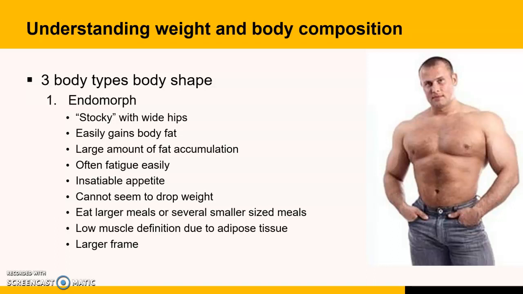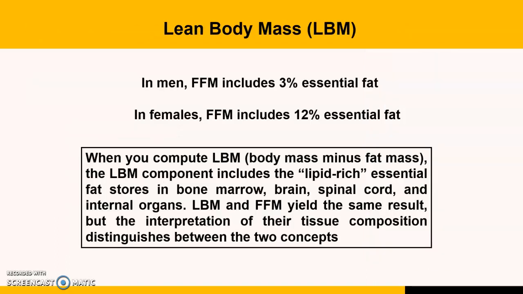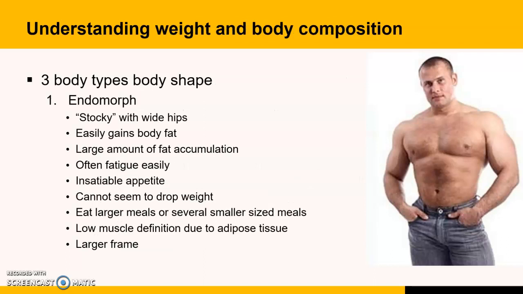Dan seterusnya selain daripada kita bincang pasal fat free mass and lean body mass, body shape also can enter into body composition discussion dekat dalam kalangan atlet. Dan diorang ni dibahagikan kepada 3 kategori, based on the somatotype atau kita panggil sebagai body build. So dia ada endomorph, mesomorph dengan ectomorph.